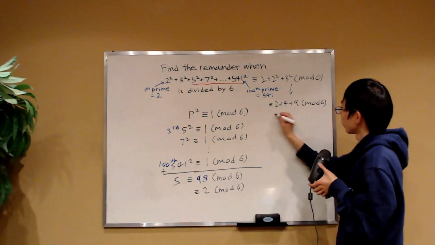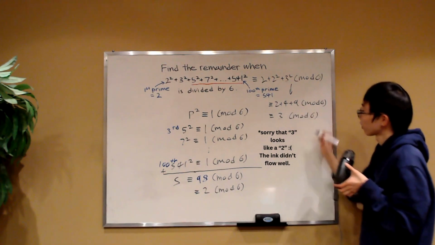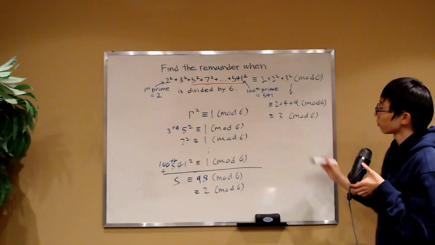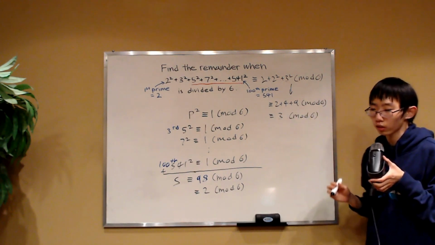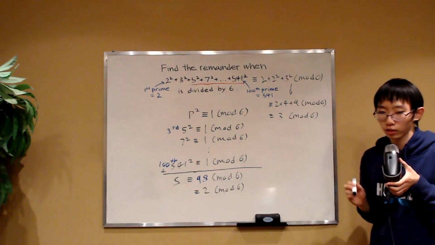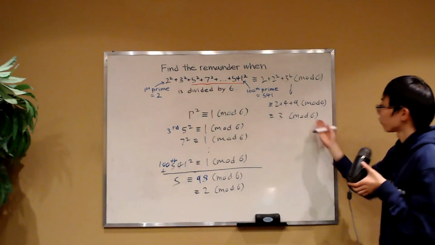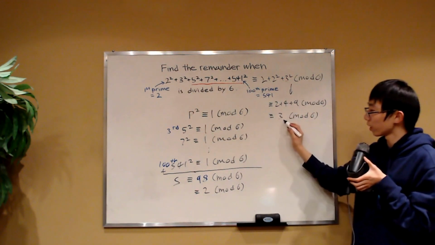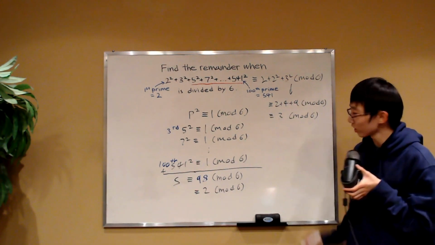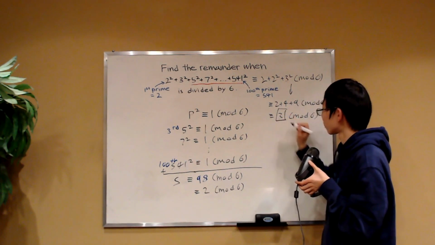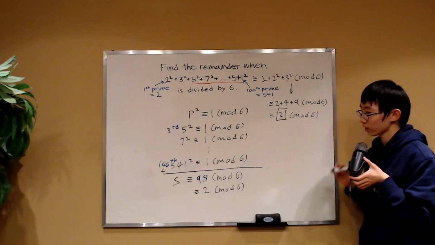And this would be congruent to 3, because if you add them all up, this indeed gives you 15, and 15 is congruent to 3 mod 6. So we see that this entire sum, when you divide it by 6, yields a remainder of 3. Okay, so that's our answer. 3 is our answer.